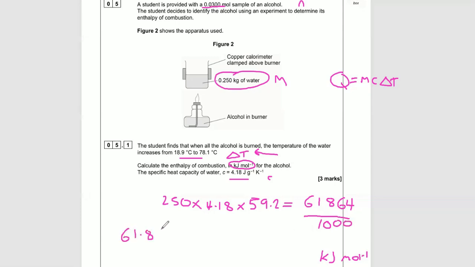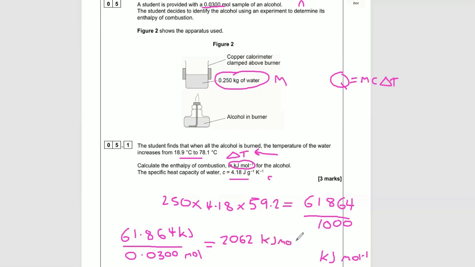Now our final answer needs to be in kilojoules per mole, or mole to the -1, which means we've got to divide kilojoules by moles. And we're given the moles this time, 0.03 moles. Sometimes they give you the mass in grams of the fuel and you have to convert that into moles using the MR of the fuel. This time we haven't had that extra step. It's only 3 marks. So you just do the kilojoules divided by the moles and we get 2062.